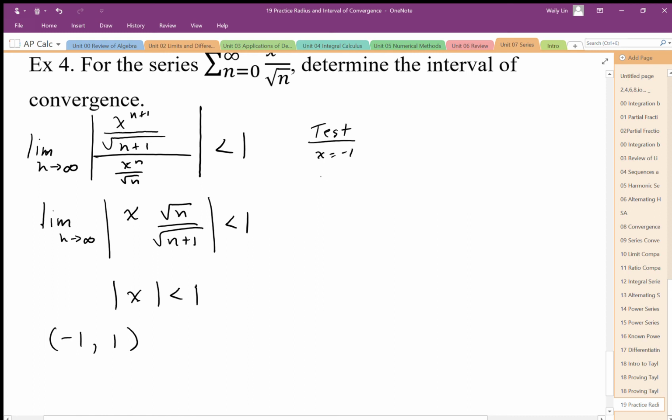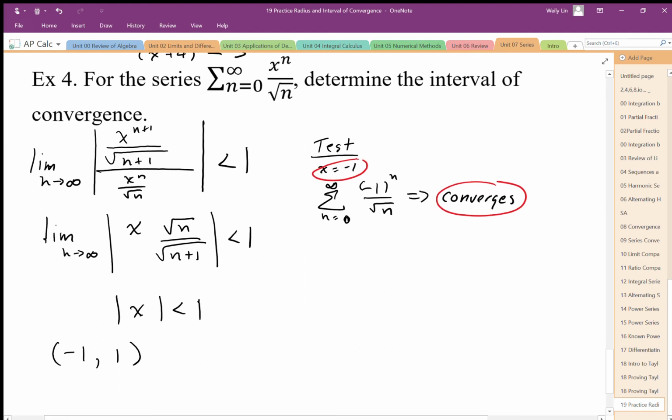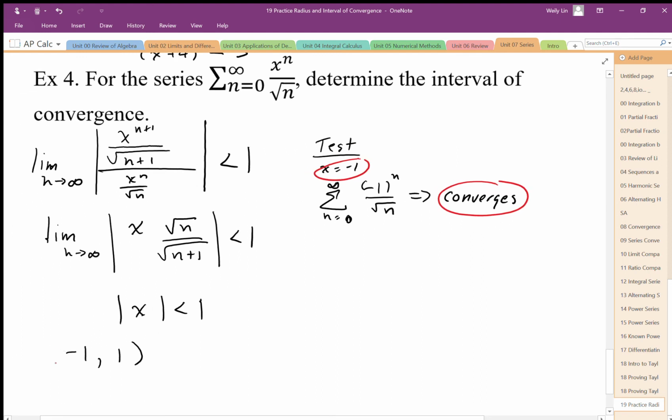When I test the endpoints, this is what my series looks like. When I plug in my -1, I end up with -1 to the n over root n. This is an alternating series that converges to 0. Well, using the alternating series convergence theorem, this one converges. Okay, so then I include that endpoint. That -1 is a closed endpoint. I include the -1 as part of my interval.